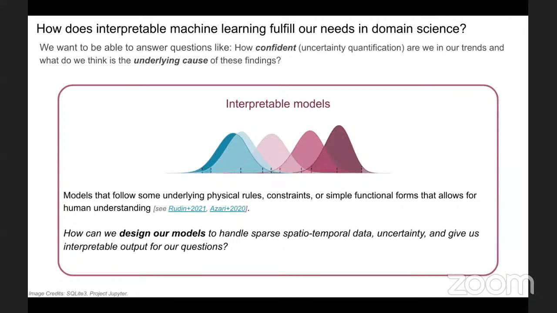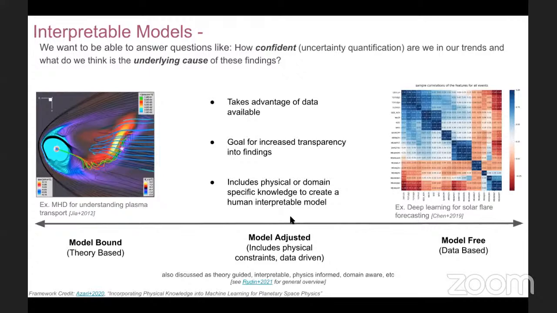And the question then for our field right now is, how can we design our models to handle our data sets? And our data sets are often characterized by having sparse data, which is spatially and temporally varying. We also have uncertainty. And really what we want is to have these models give us interpretable output for our questions. So next slide, Matt. Great. And so how does this sort of fit into the tradition of our field, right?